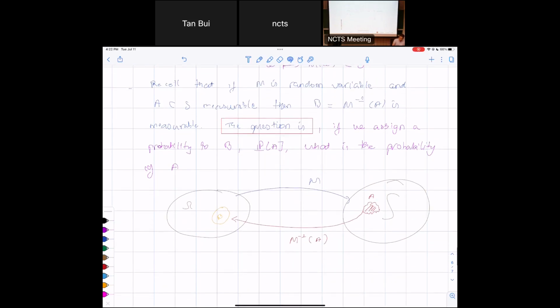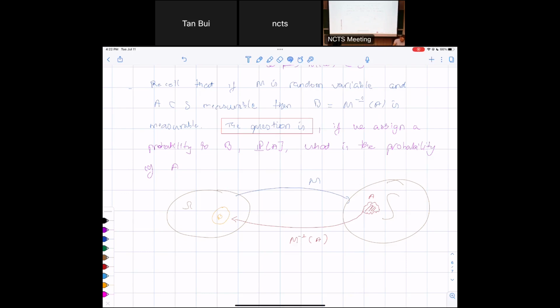Okay, because B is a measurable set in omega, so we know what P of B is, or we can assign it. We know that set B has a probability by definition, being measurable. The question is, what is P of A? How do we define P of A, given the fact that we know P of B, because that's by definition of the sample space?